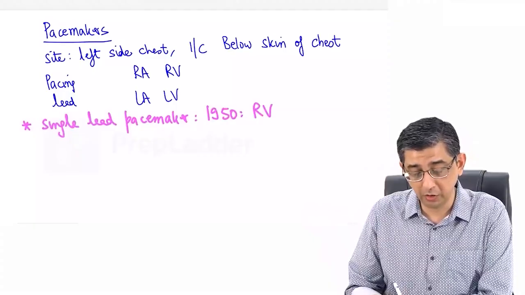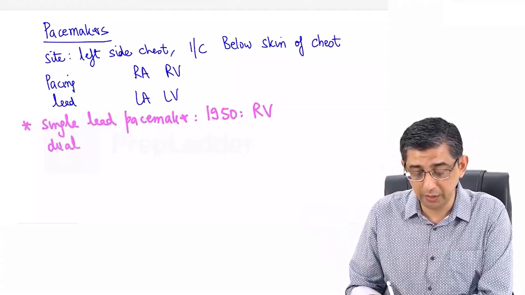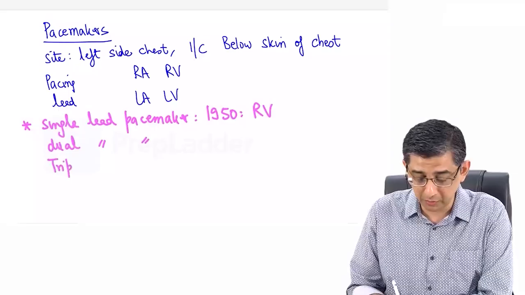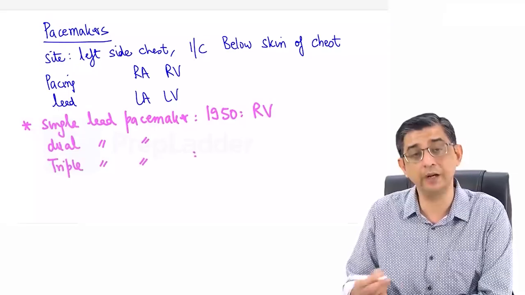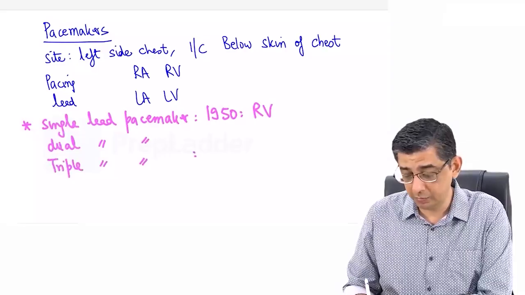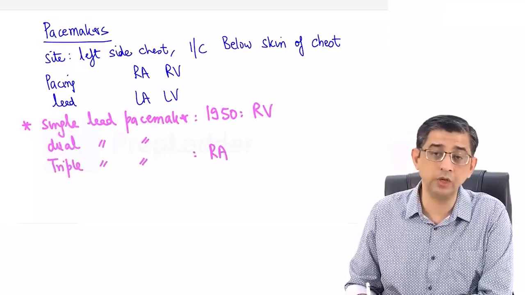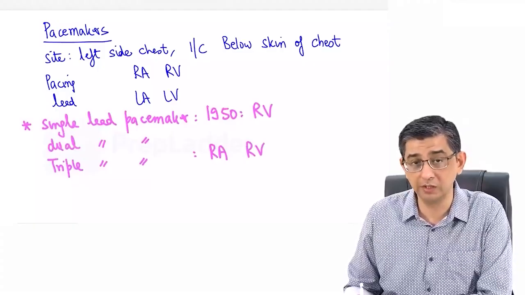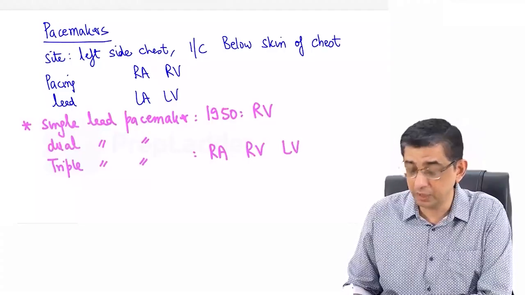But with technology coming in, obviously we have a dual lead pacemaker. We also have a triple lead pacemaker. The latest generation of pacemakers which are available at the moment are triple lead pacemakers. Here there will be multiple wires. One wire will control the right atria, another wire will control the right ventricle, because we need to obviously send blood to the lungs. The third wire is going to control the left ventricle.